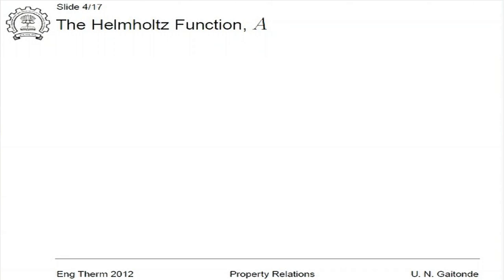Chemists quite often call this the Helmholtz free energy or simply free energy and use the symbol F. So you should be familiar with both the symbols A as well as F. A, the Helmholtz function, is defined as U minus TS. Notice that TS has the dimensions of energy, so we can combine U and TS. It is defined as U minus TS.